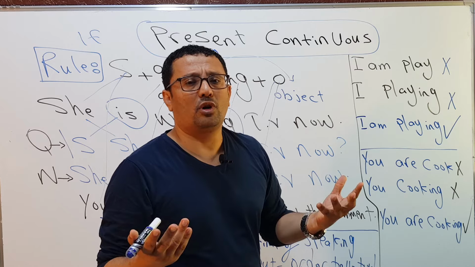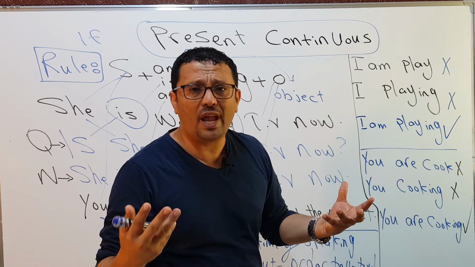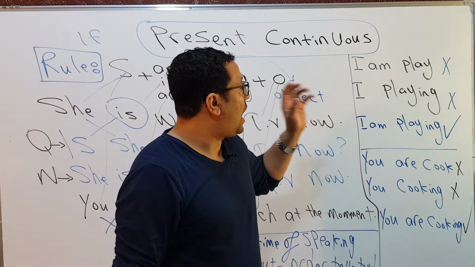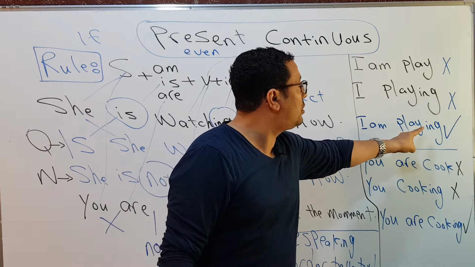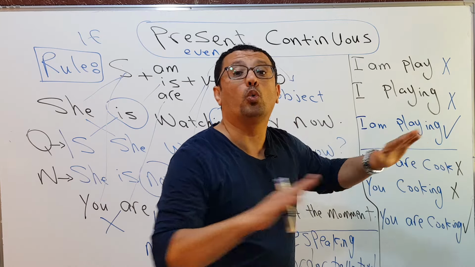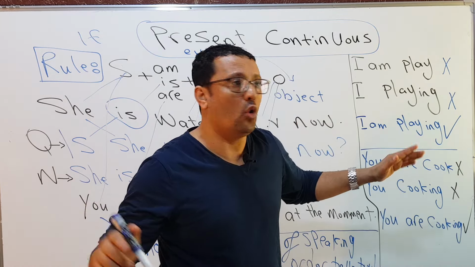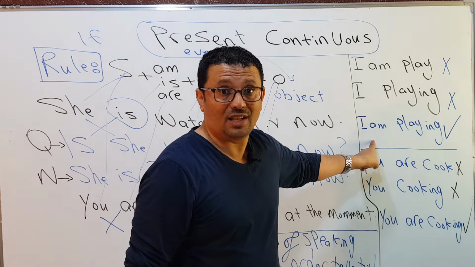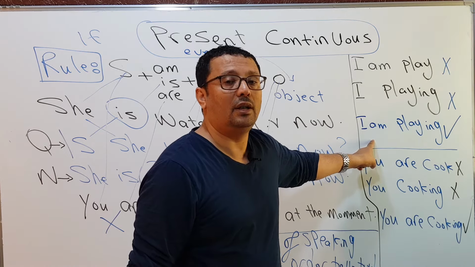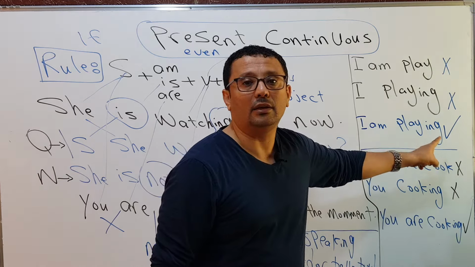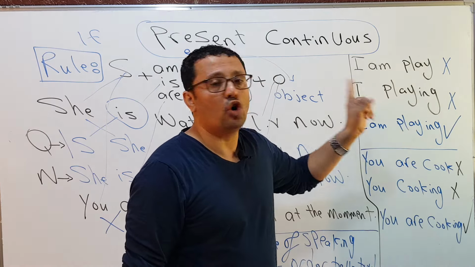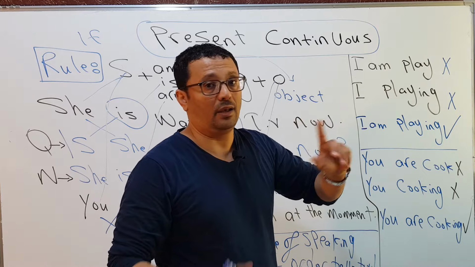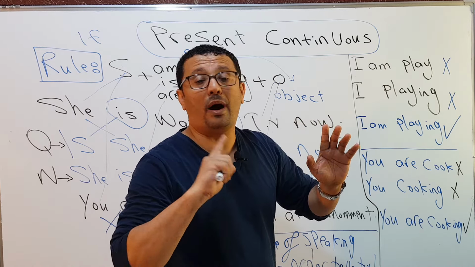So what do you mean, Mr. Murad? What do you want to say? I want to say, when you put am, you always put ing on the verb. Oh, so this is the correct form? Yes, that's right. I am playing. I am cooking. I am reading. I am watching TV. I am swimming. Not I am swim, I am cook.